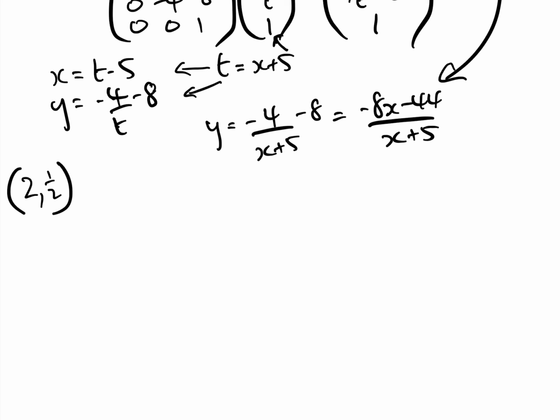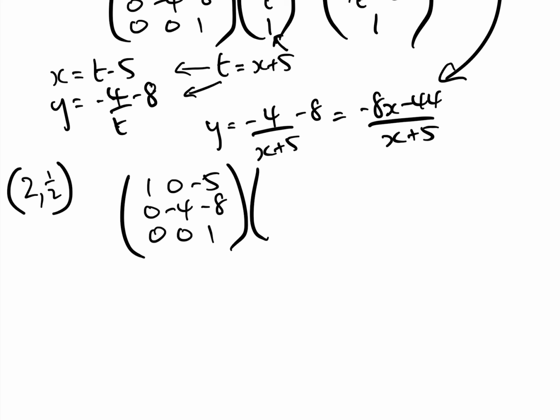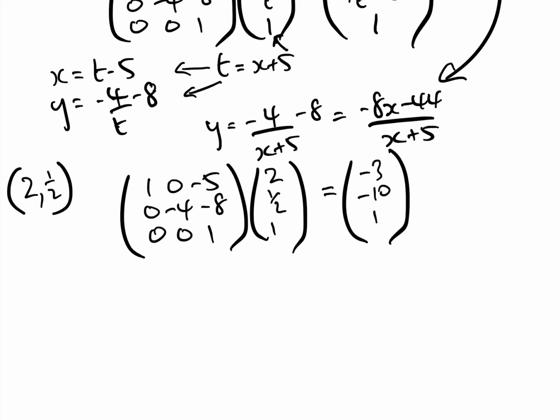Let's take the point 2, half. So we've got the point 2, half, and what we're going to do is apply the matrix 1, 0, minus 5, 0, minus 4, minus 8, 0, 0, 1 to the point 2, half, 1, and this is just a check. We've already done this with the parametric equations, but for those who like to see it in reality, that gives us minus 3, minus 10, 1, and so therefore the point 2, half on the curve y equals 1 over x is transformed into the point minus 3, minus 10 on the curve y equals minus 8x minus 44 over x plus 5.